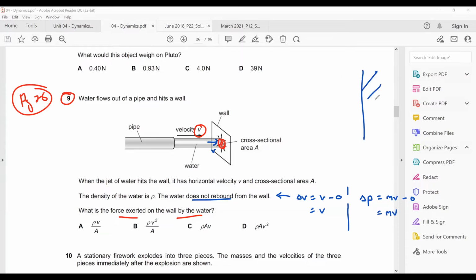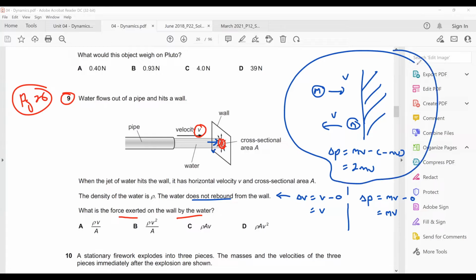Remember that little case where I mentioned to you, if you have a mass m hitting a wall with velocity v, and then it rebounds with velocity v again, your change in momentum was just mv minus negative mv, giving you 2mv. This one was one of the earlier examples on page 1 of your notes. But here, if the situation is that water does not rebound, that means you will have 0 at the other side. So your change in velocity is just v, your change in momentum is just mv. Okay, so that one just bear in mind first.